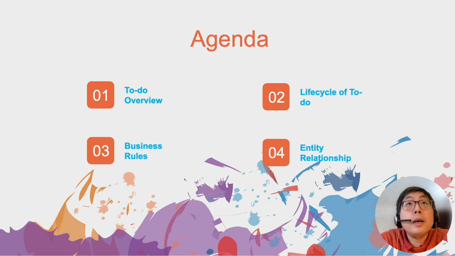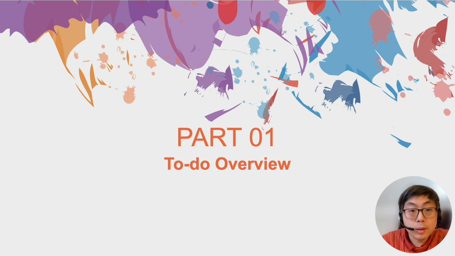Okay, I'll break it down into four different topics. To Do overview at the beginning. Then we'll look at the life cycle of To Do. After that, we'll look at the use cases, business rules, etc. on the To Do, and how we can use that in the implementation. And also we will look at the entity relationship to wrap it up. Okay, so part one, To Do overview.